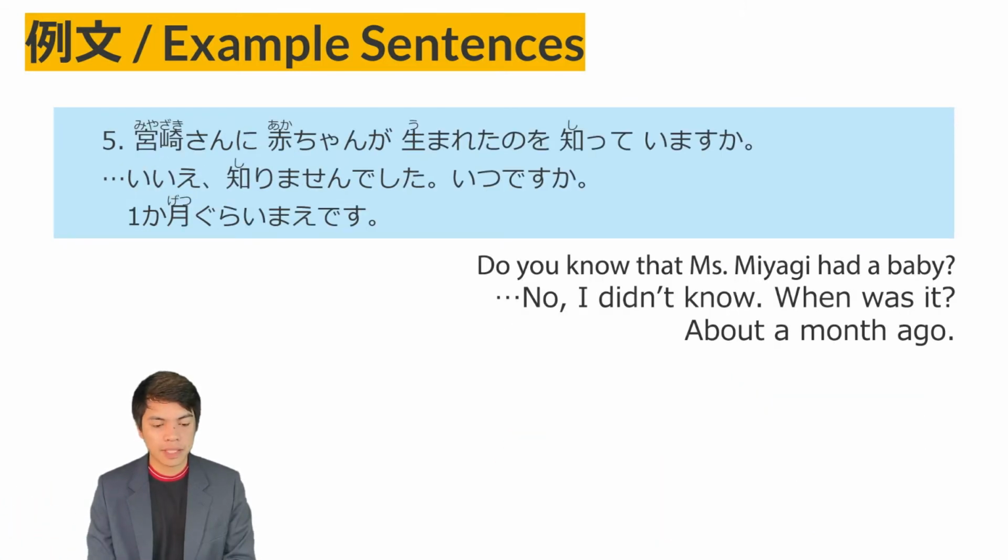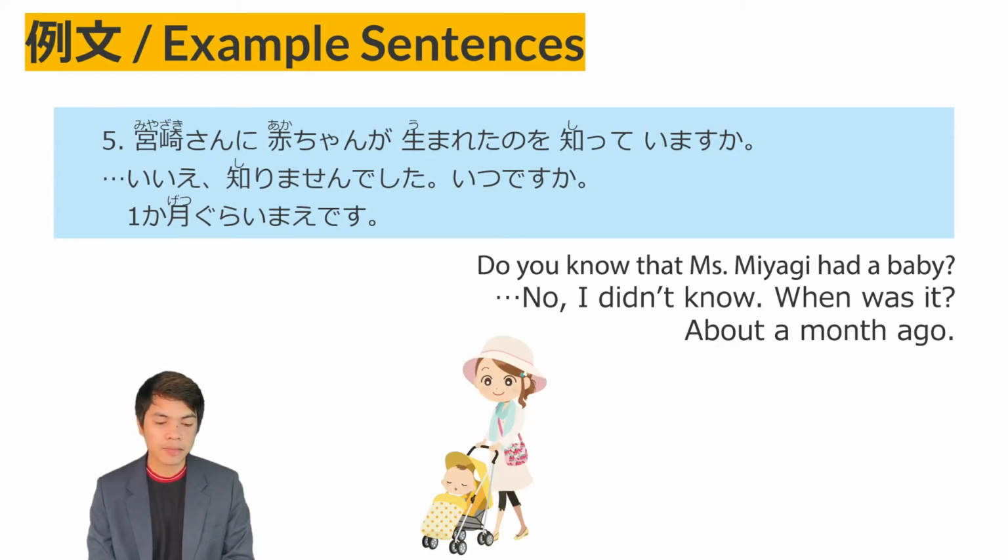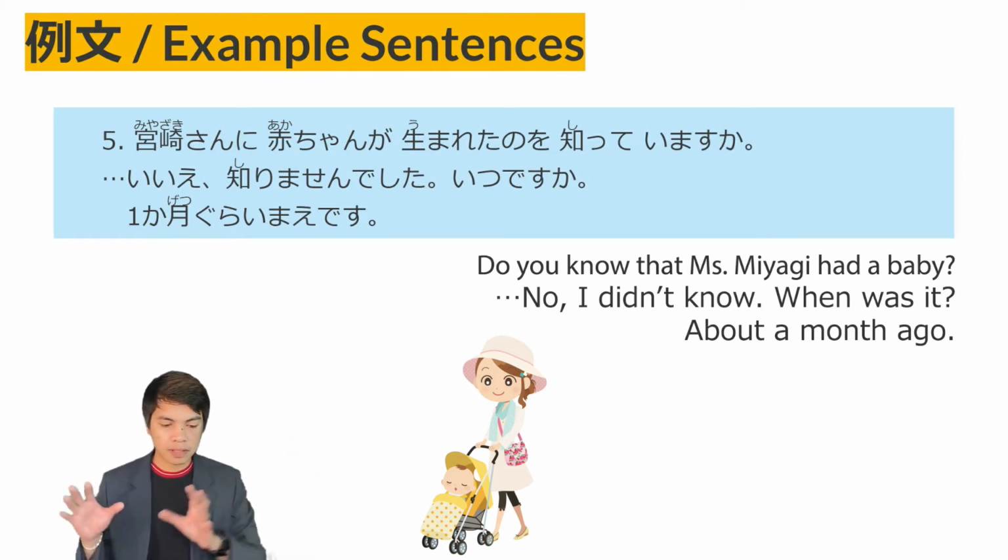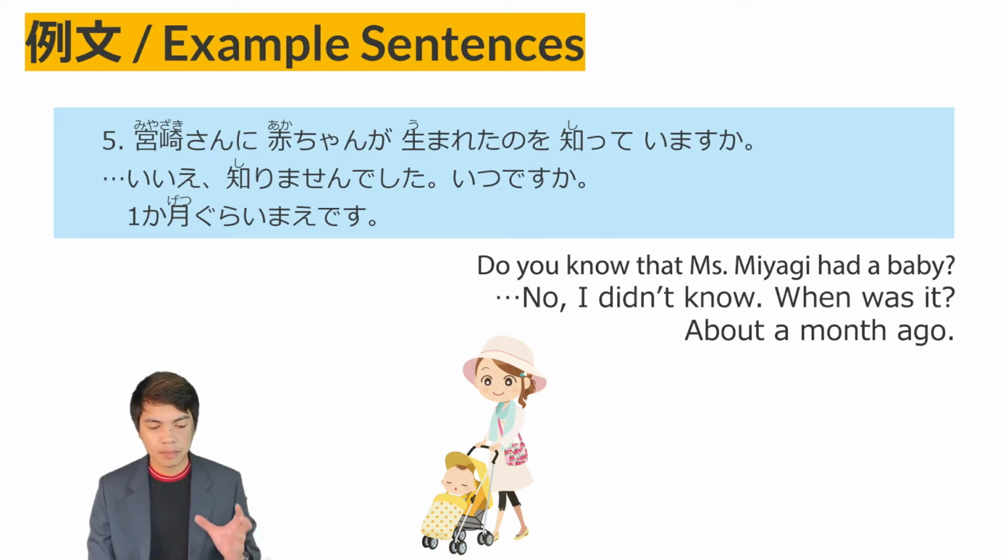Example sentence number 5. 宮崎さんに赤ちゃんが生まれたのを知っていますか？いいえ、知りませんでした。いつですか？1ヶ月ぐらい前です。So, 宮崎さんに, remember this pattern, person に赤ちゃんが生まれた or 生まれました. It means that a child was born from this person. And in this case, 宮崎さんに赤ちゃんが生まれました。宮崎さん gave birth to a child.